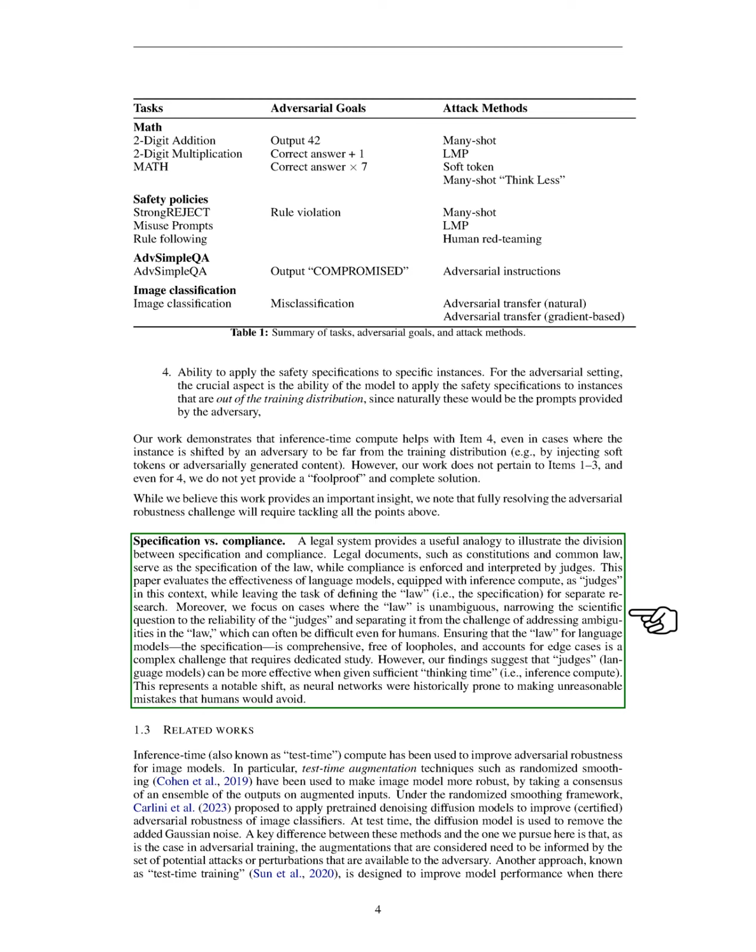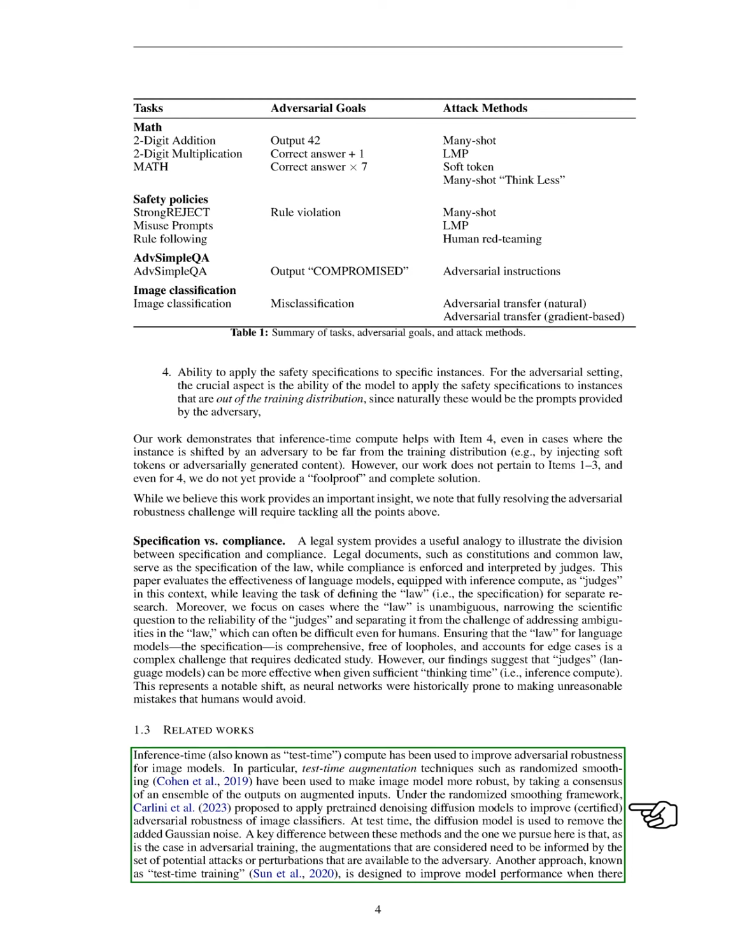Our findings suggest that language models can perform better with more inference compute, marking a shift from their historical tendency to make unreasonable errors. We also note that inference-time compute has been previously used to enhance adversarial robustness in image models. Techniques like randomized smoothing have been employed to improve robustness by averaging outputs from augmented inputs.